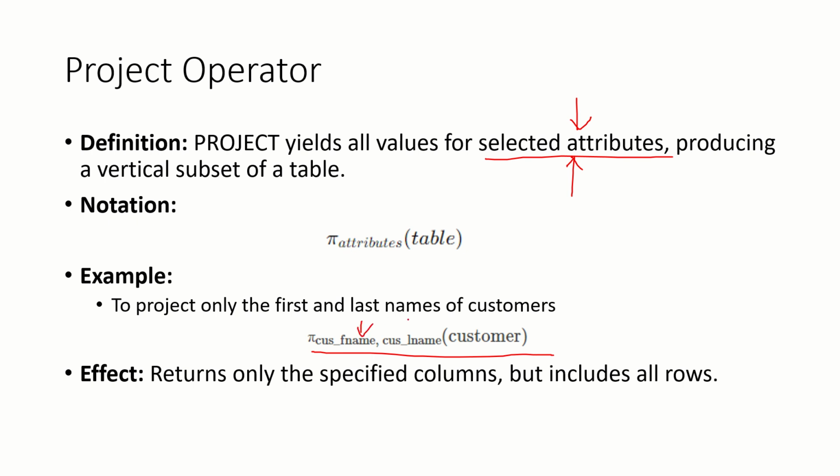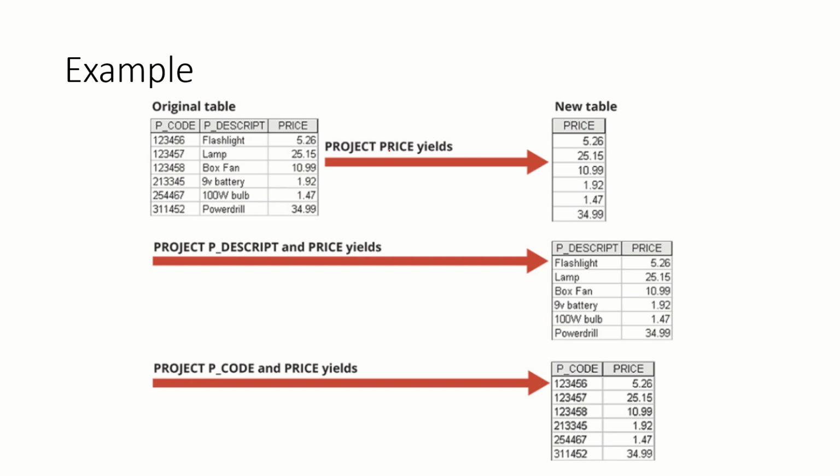We put the attribute name. We're using the pi as a symbol to say this is a project. Then you can return the specific column but include all the rows. So this is one example. You can see here, this is exactly the original table. However, we want this table to display the price only. Okay, so right here is the new table.